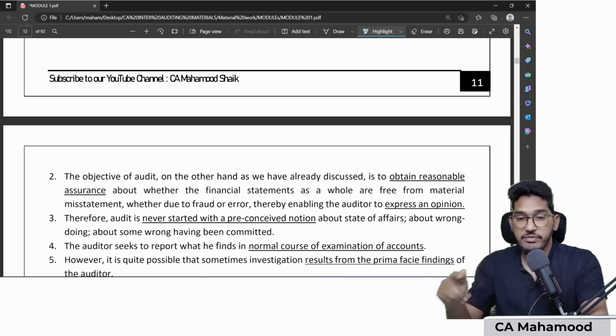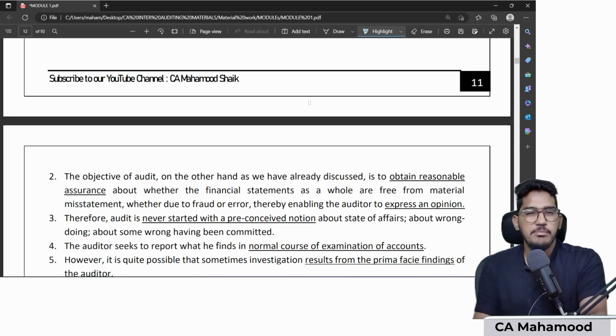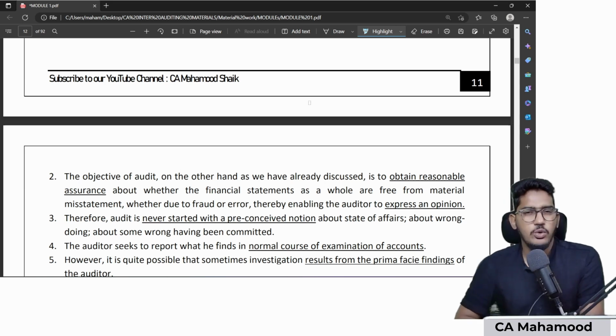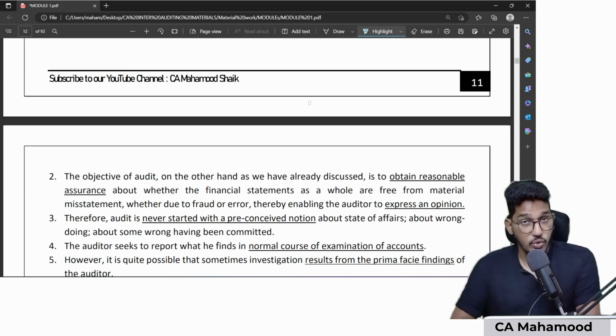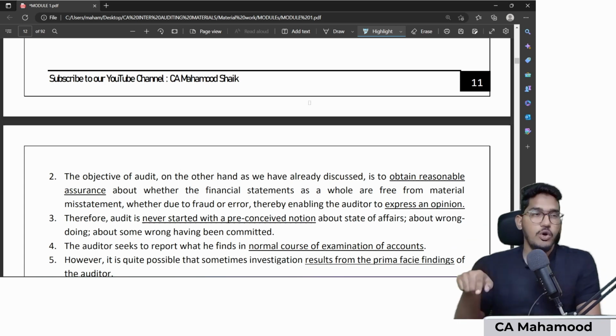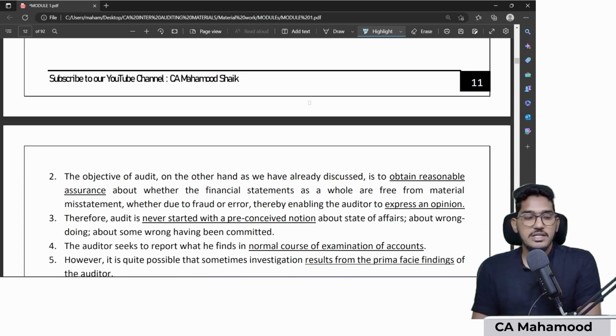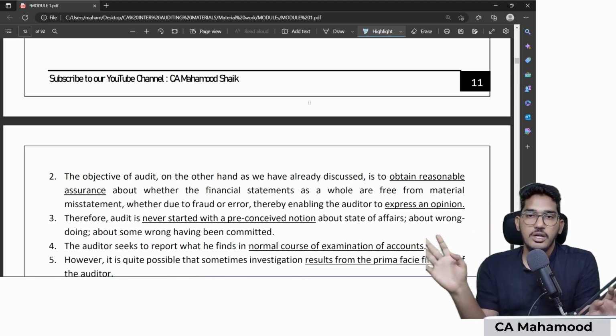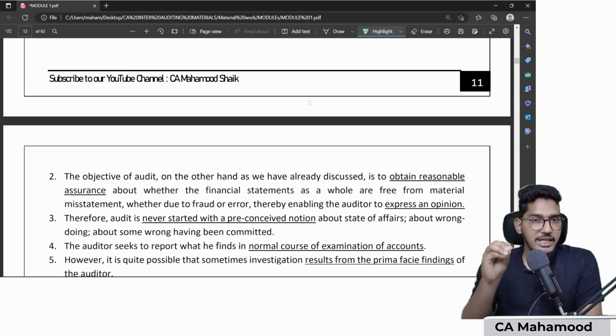And one more point of difference: in audit we don't start with a completely negative attitude. In audit, we don't start with the notion that in this company fraud has compulsorily happened and I have to find it out. Will we start an audit with this completely wrong notion? No. But investigation always starts with that notion. If I am doing an investigation, I will start with a completely negative attitude: in this company there is some fraud which I have to find out. So audit will never start with a completely negative notion, but investigation always does.